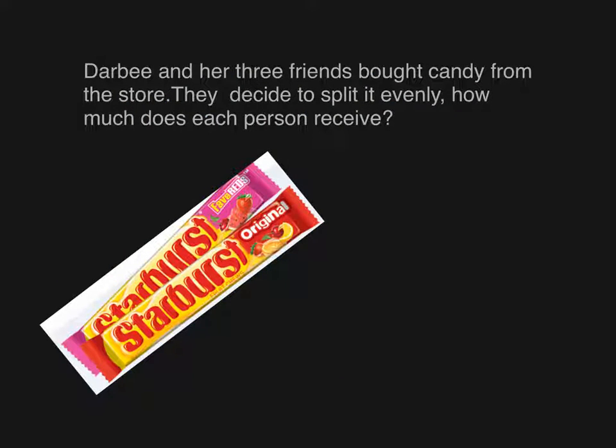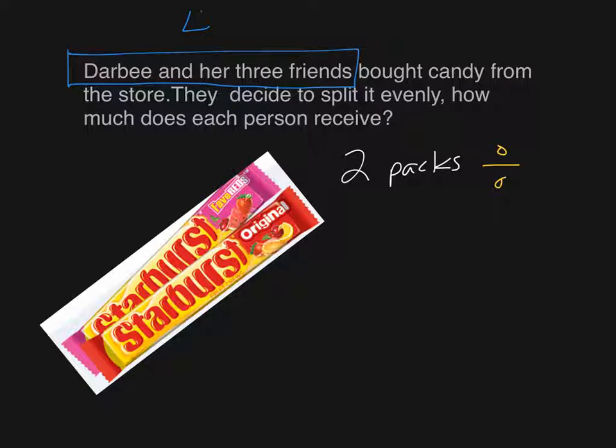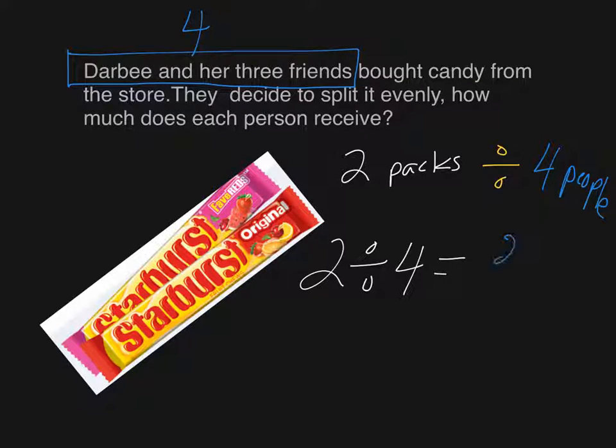And we have Darby and her 3 friends bought candy from the store. They decide to split it evenly. How much does each person receive? So we need to think, what is being split? We have 2 packs of candy being split between how many people? Well, we have Darby and her 3 friends. That equals a total of 4 friends. Ran out of room there, sorry. So we have 2 packs divided by 4 people, or we can make the division problem of 2 divided by 4, which can be written as 2/4. So our answer with our label is 2/4 of a pack of candy.